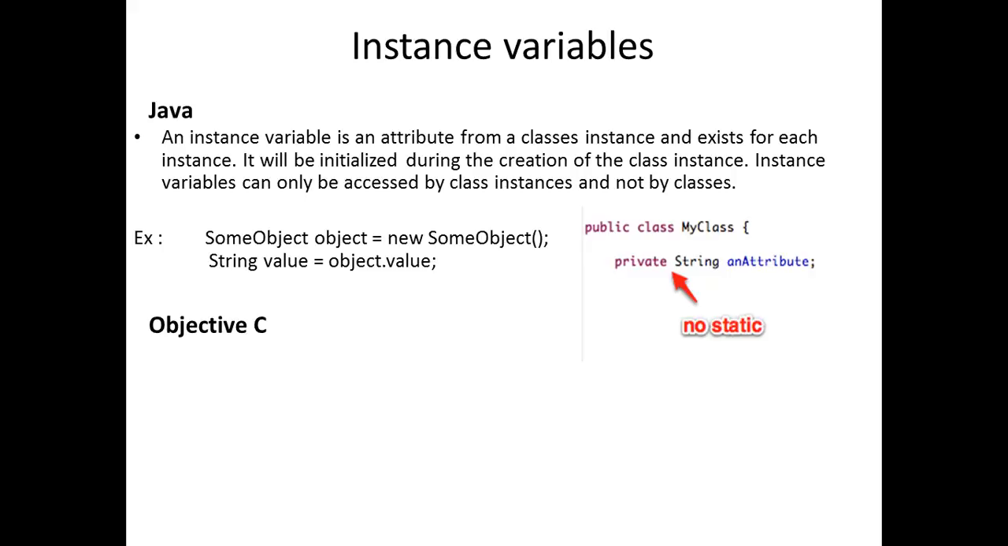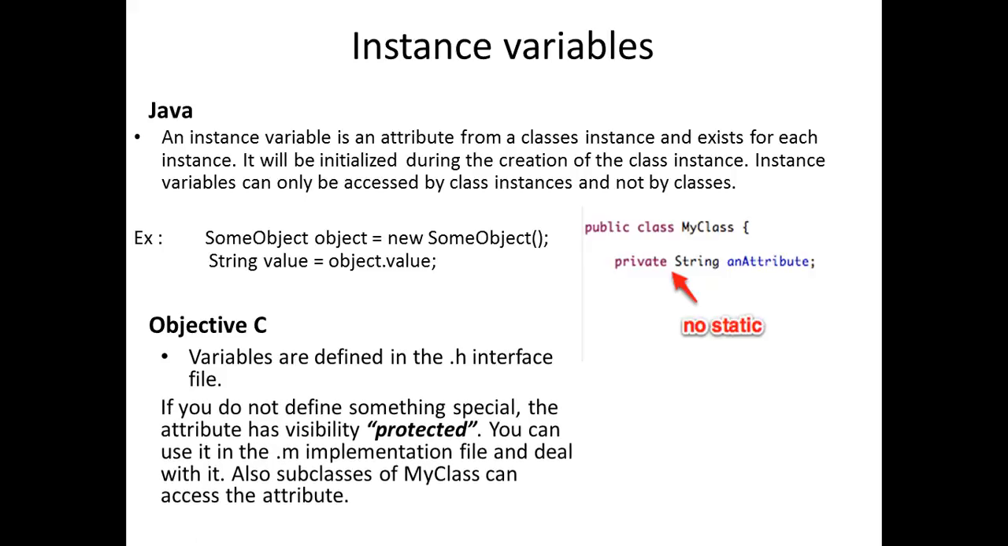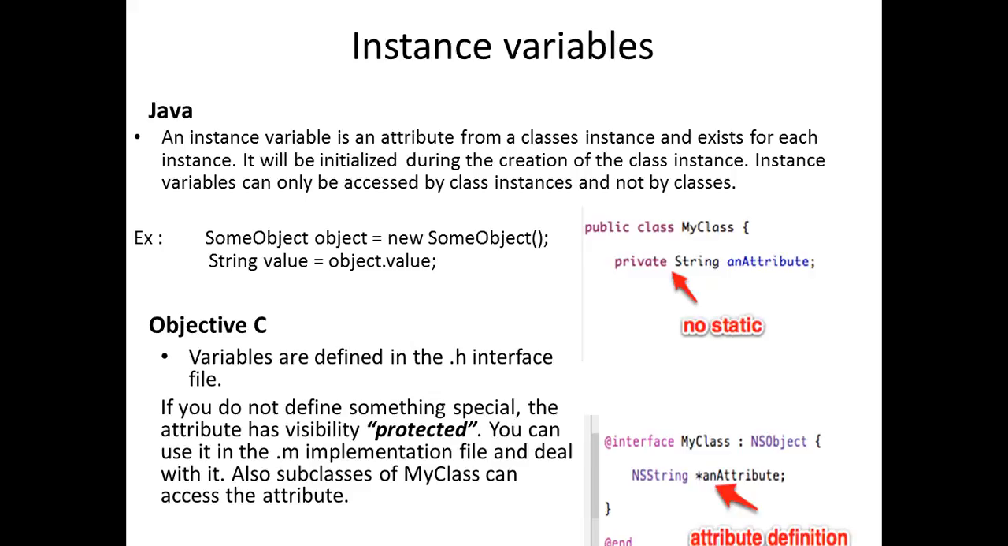Objective-C. Variables are defined in the .h interface file. If you do not define something special, the attribute's visibility is protected. You can use it in the .m implementation file and deal with it. Also, subclasses of the class can access the attribute.